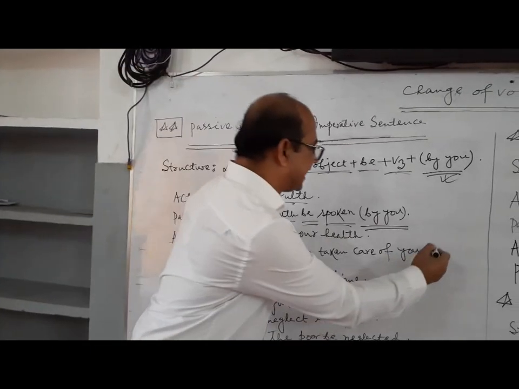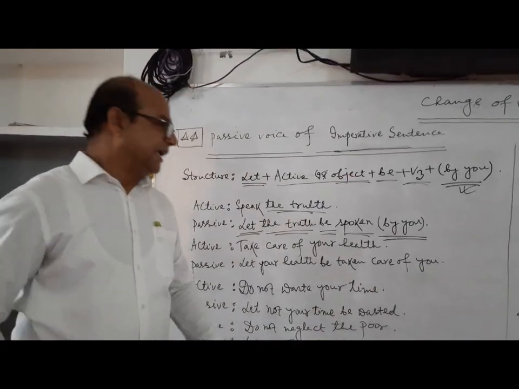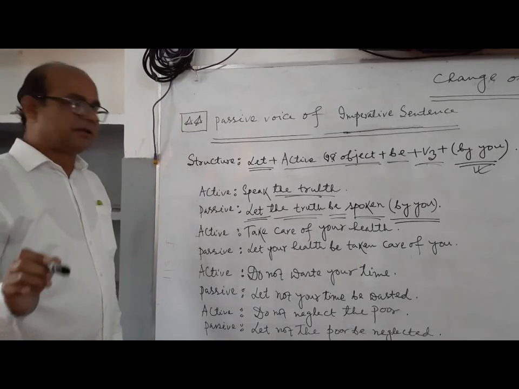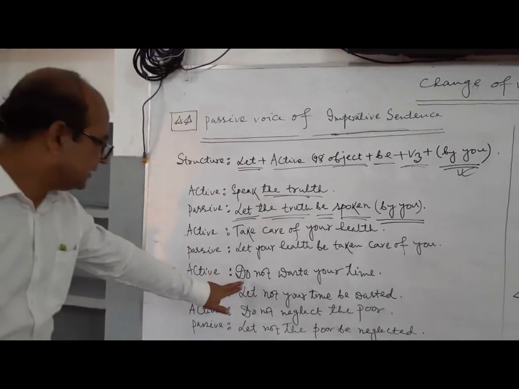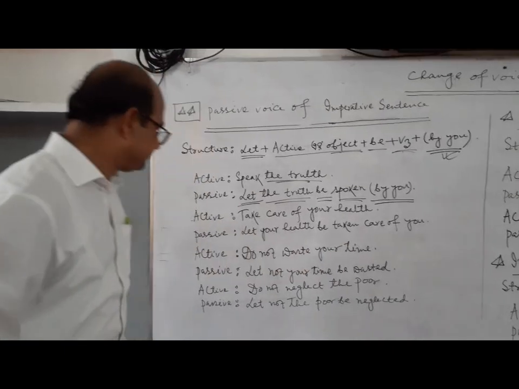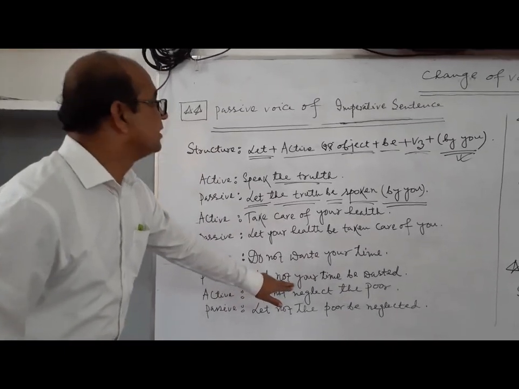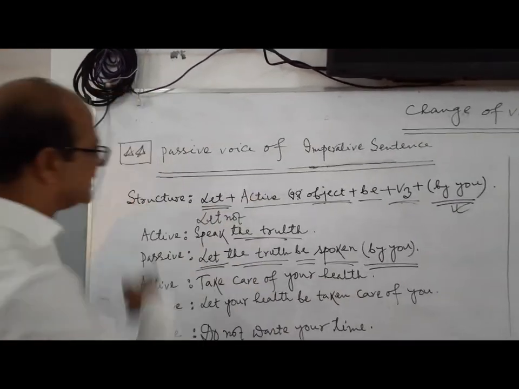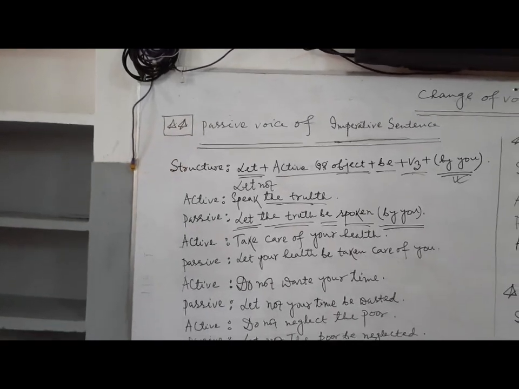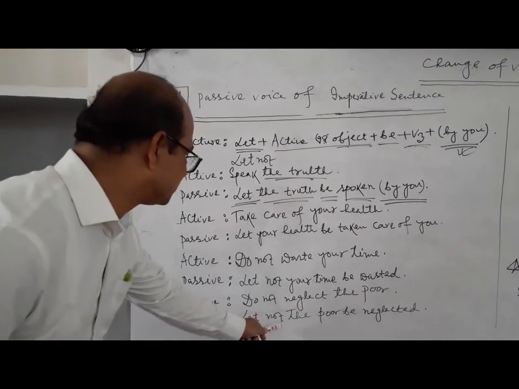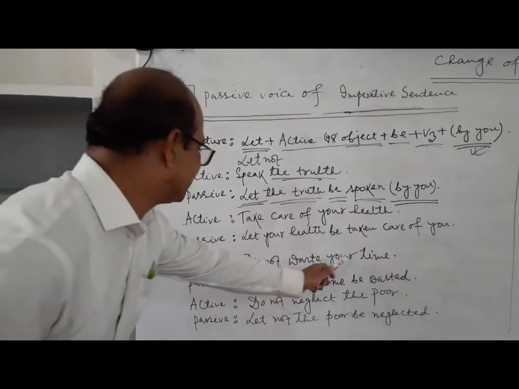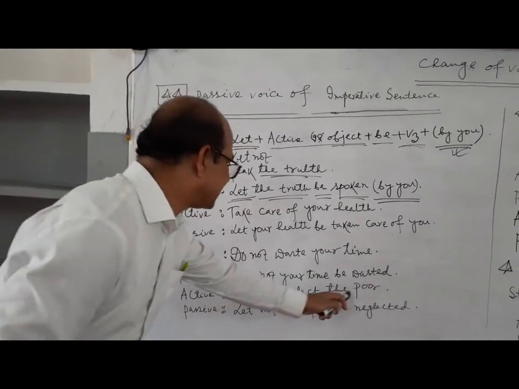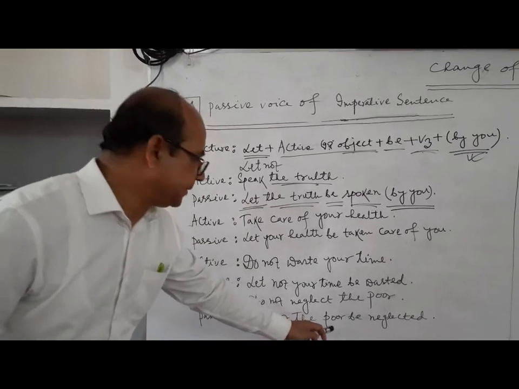I have not used again by you in bracket. If you wish, you can write this. Or if you do not write it, there is no problem. Again, do not waste your time. Let not. Let or let not. You can also write here let not, if the sentence is in negative mode. So here I have used let not. Do not waste your time. Let not your time be wasted. Do not neglect the poor. Let not the poor be neglected.